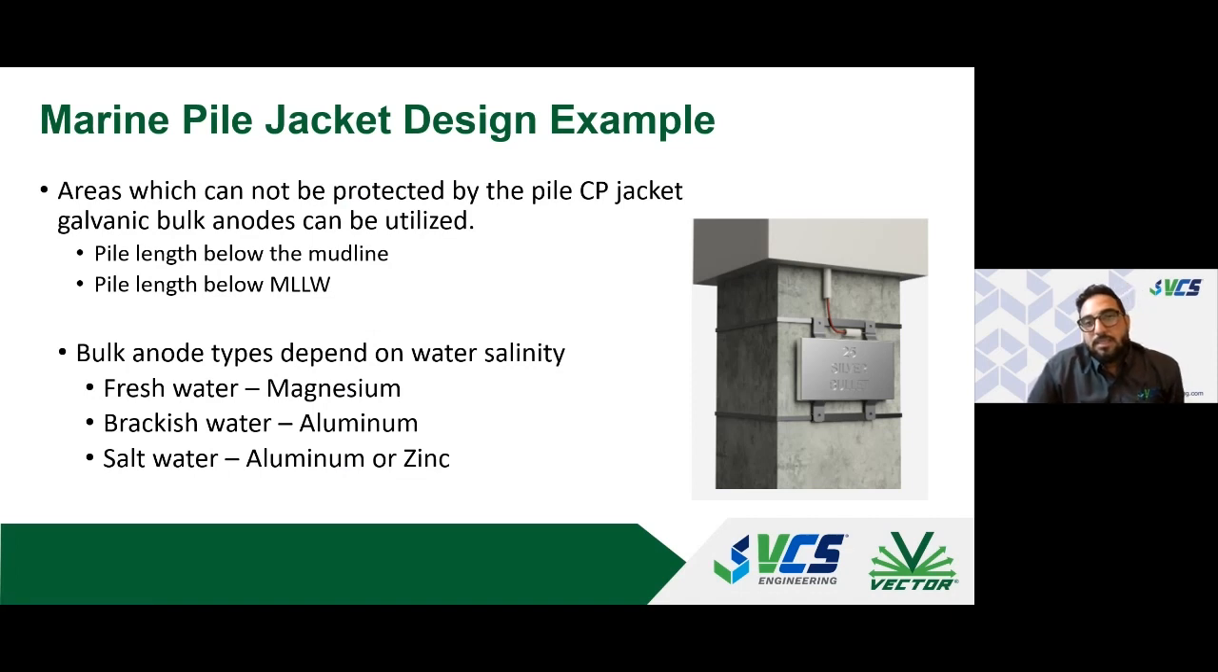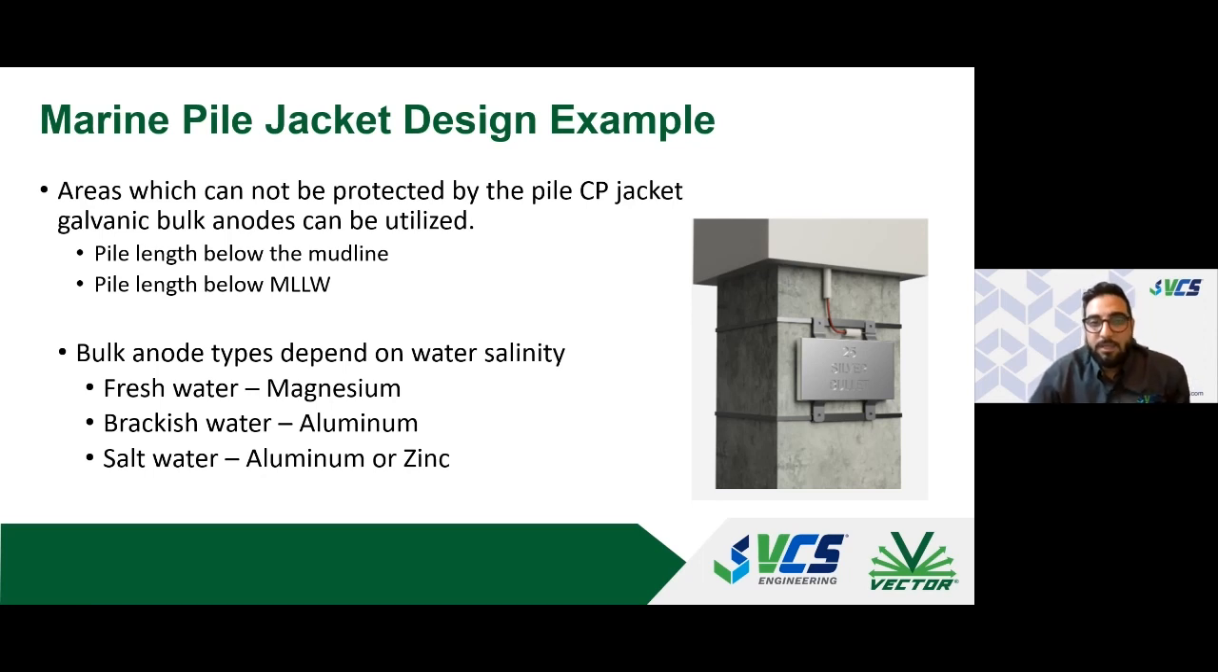And in some cases we're not able to extend the jacket fully up to the mud line, for whatever reason. Sometimes the piles are just way too long. Sometimes the submerged portion of the pile is in good condition. We don't really need to have a jacket there, but there is corrosion activity and we still want to protect it. We can definitely use galvanic bulk anodes in that situation.